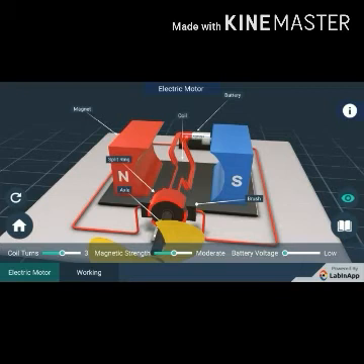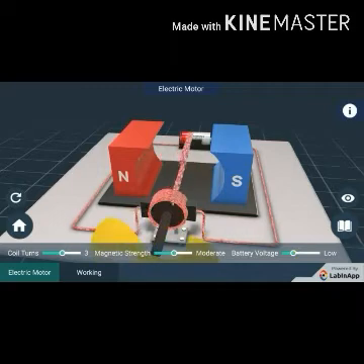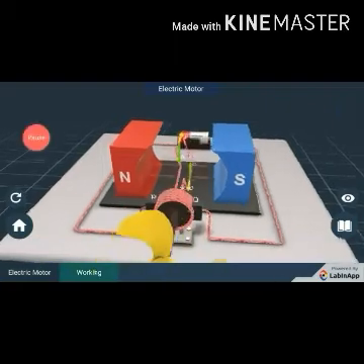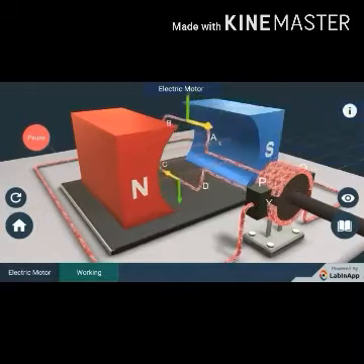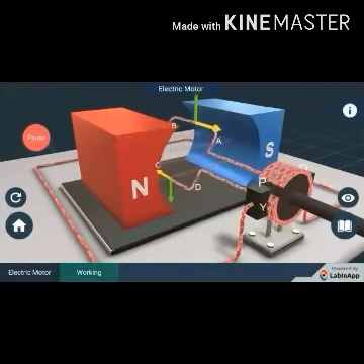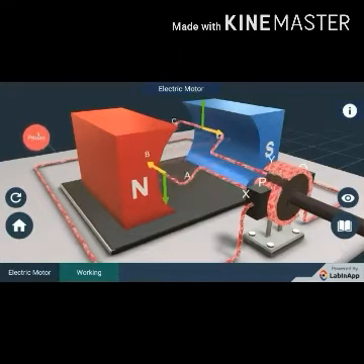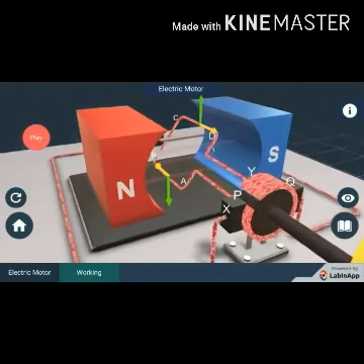brush. When we apply Fleming's left hand rule to find the direction of the force on the current carrying conductor in a magnetic field, we find that the force acting on arm AB pushes it downward, while the force acting on arm CD pushes it upward. Thus, the coil, free to turn around the axis, rotates anti-clockwise through half a rotation.